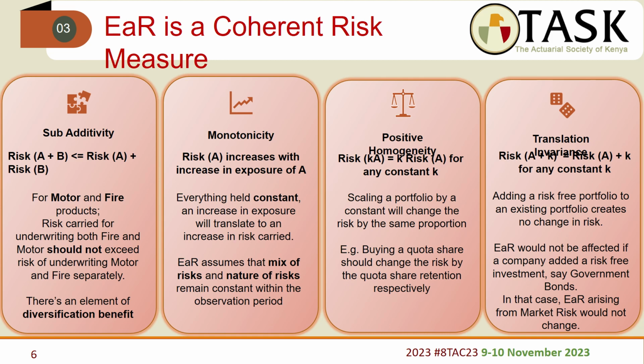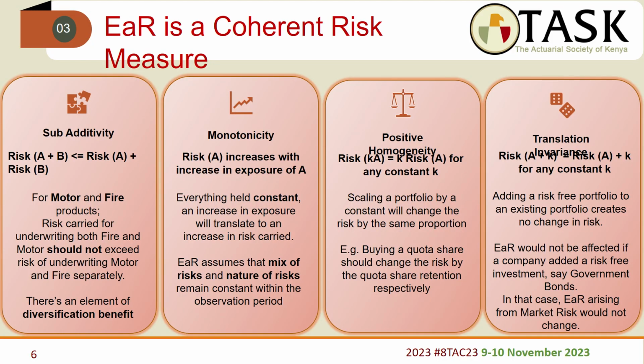Alright, the next characteristic is monotonicity. The word was quite difficult to pronounce, but what this means is, if you hold everything constant and increase your exposure in your portfolio, then you should expect that your risk will increase in the same proportion. Let me give an example. Say you had 90 motor policies. Then you decide we're going to scale our business and get more policies, and now you have 1,000 motor policies. The risk that you are carrying should increase in line with the exposure that you're carrying. But remember, this is if everything is held constant. So we are saying that nothing changes in your pricing, nothing changes in your economic conditions, and so on.